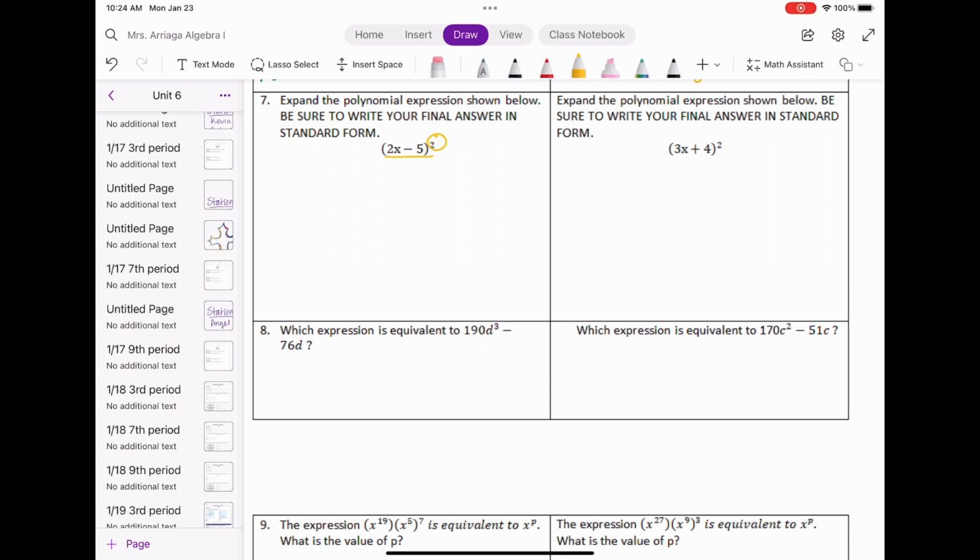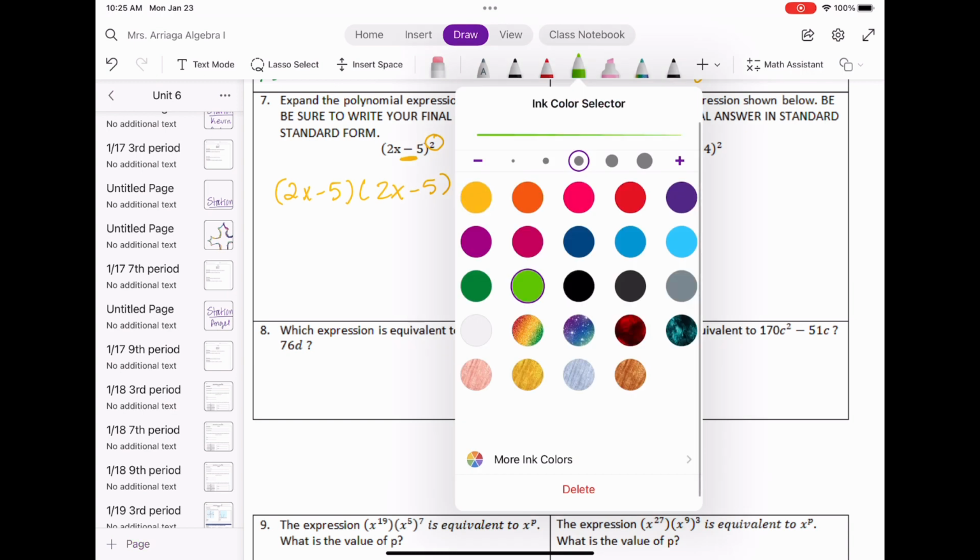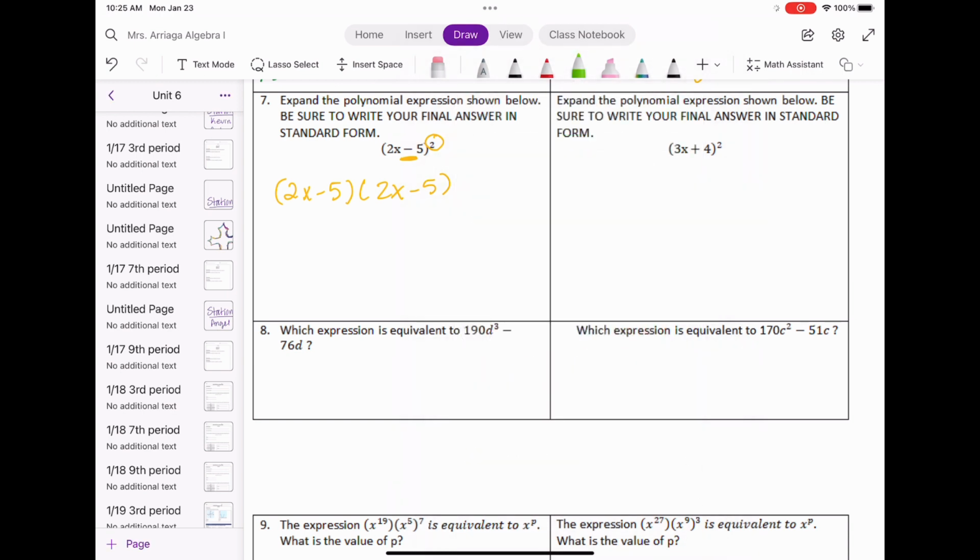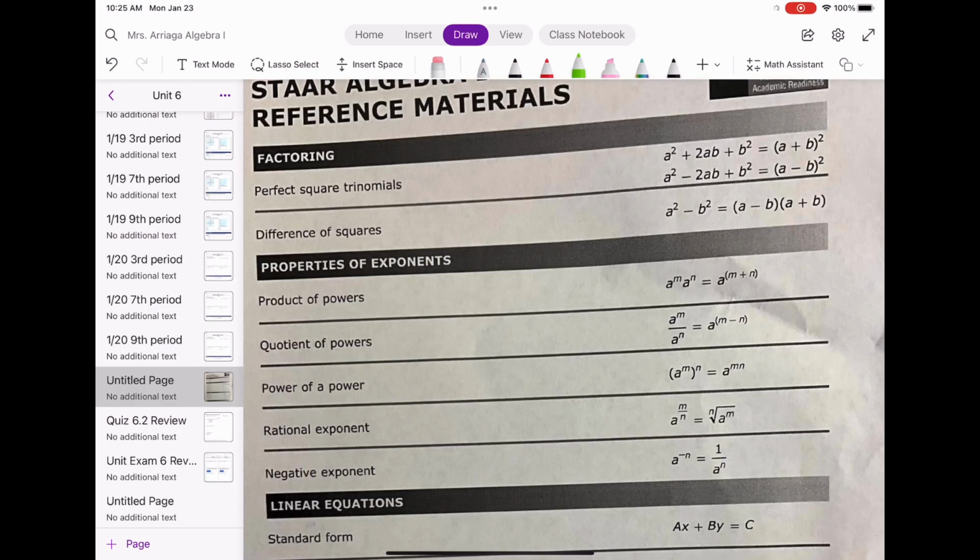Okay, number 7 is asking to expand the polynomial. So since it's being squared, that just means it multiplies twice. So everything inside the parentheses is going to be multiplied twice. So it's going to be the binomial multiplied by the same binomial. And you can do either the box method or the FOIL method, or you can do the perfect square trinomials rule, which is this one, right? It's being subtracted, so it looks like that.